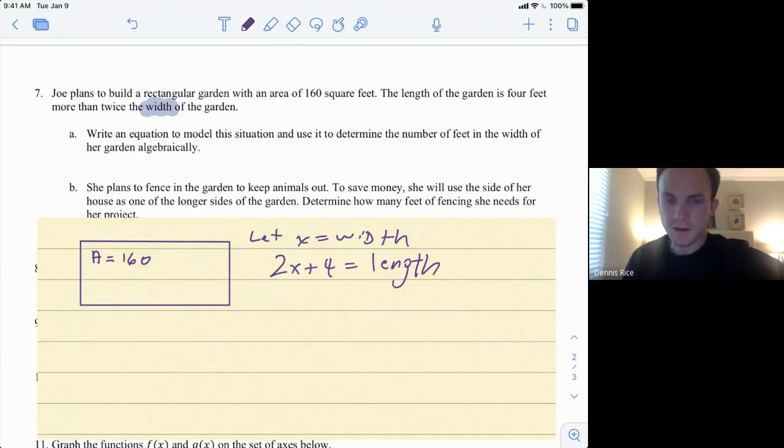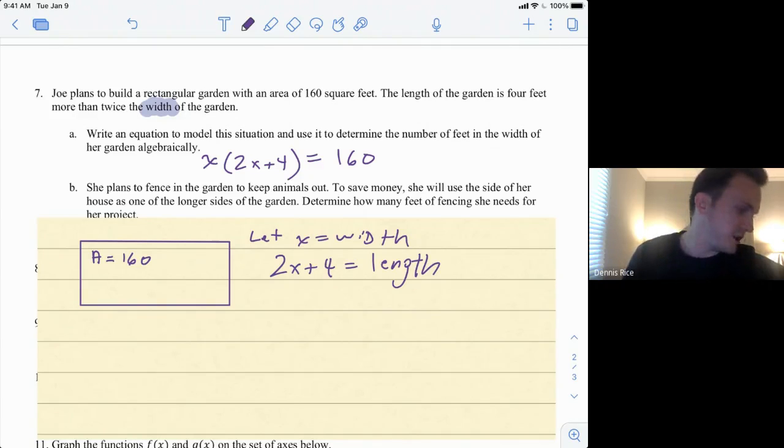Now, how can we write an equation to model this? What's an equation that would model this scenario? You have to know how to find area. You could do something like that, Abram, but it's easier just to do it this way. Good. Area is length times width. So I could say width times length, doesn't matter which one goes first, equals 160. And now we're going to solve it.